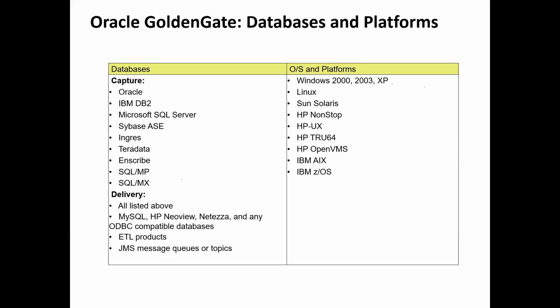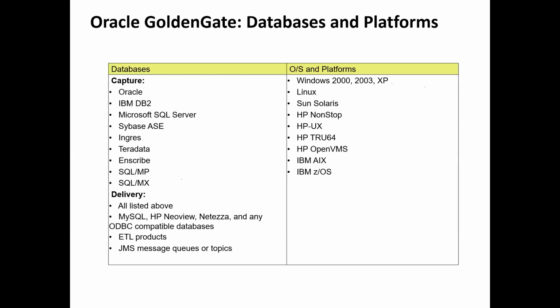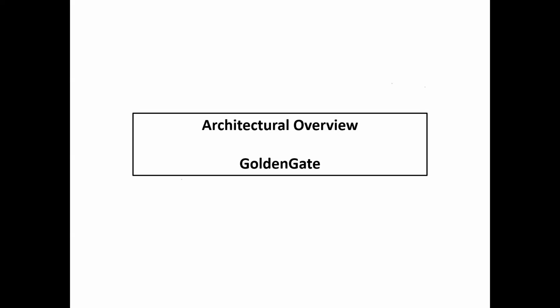So initially, when Golden Gate was developed in 1995, it was developed for the Enscribe database. And Golden Gate supports different operating systems and platforms as well, which include Windows, Sun Solaris, HP UX, HP True64 variants, IBM, and much more than that. Now the question comes, how can you identify whether your environment is supported by Oracle Golden Gate or not?